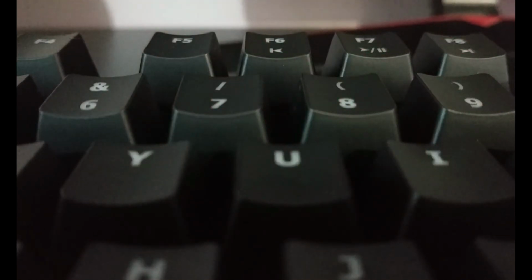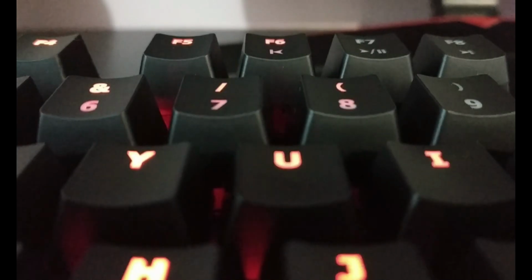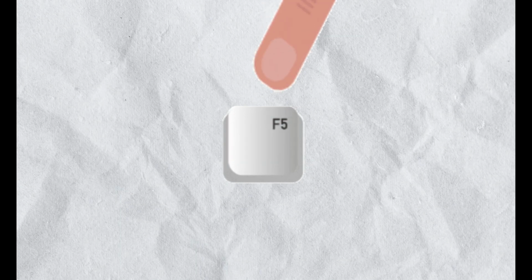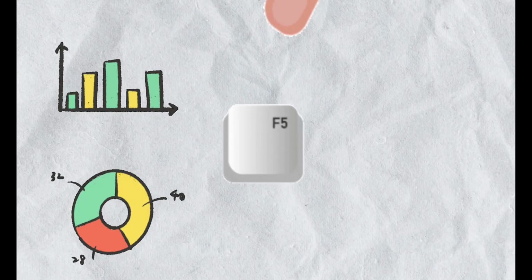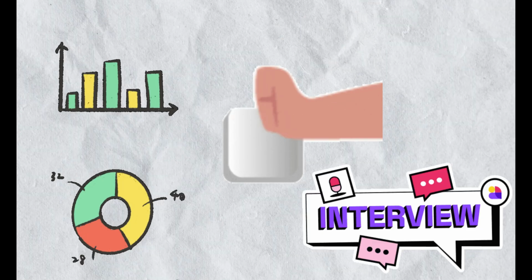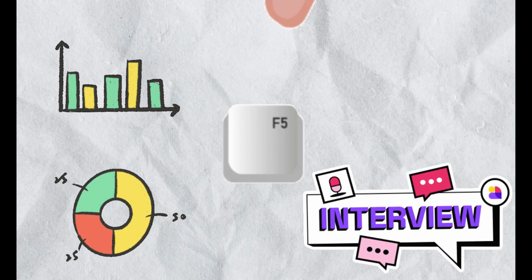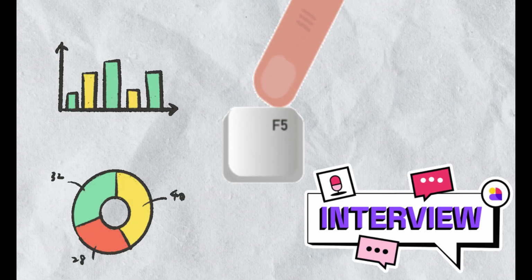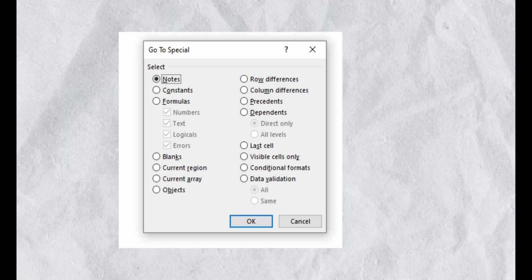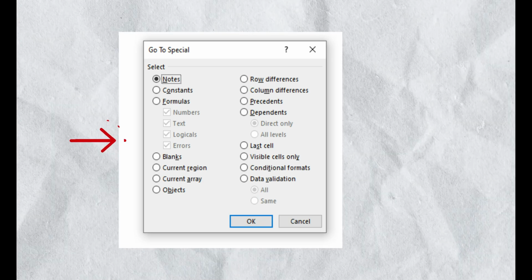Hi guys, welcome back. Today we are going to discuss the most important key on your keyboard while working in Excel. Yes, we are talking about F5 on your keyboard. Whenever you press F5 while working on an Excel sheet, you get a Goto dialog box, correct? Now, you can do a lot of things while using that Goto dialog box. That's what we are going to talk about.